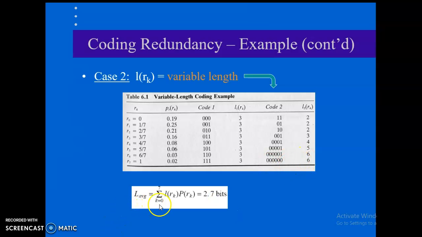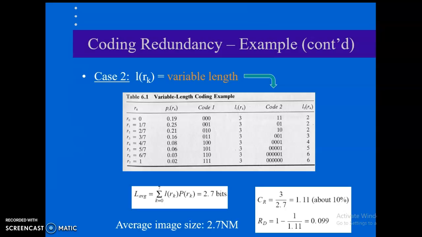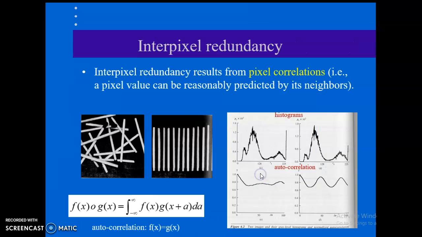L average equals the summation over k equal to 0 to 7 of l of r_k p of r_k, which equals 2.7 bits. The average image size is 2.7 N M. CR equals 3 by 2.7, which is 1.11, about 10 percent. RD equals 1 minus 1 divided by 1.11, which equals 0.099. Average image size is 2.7 N M.